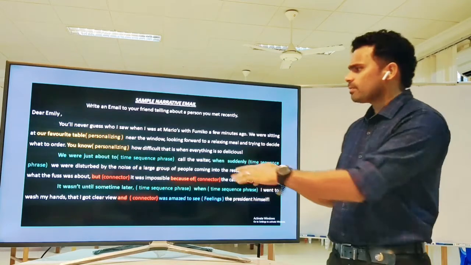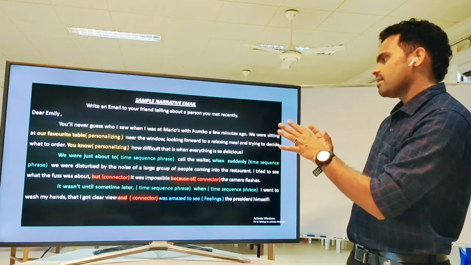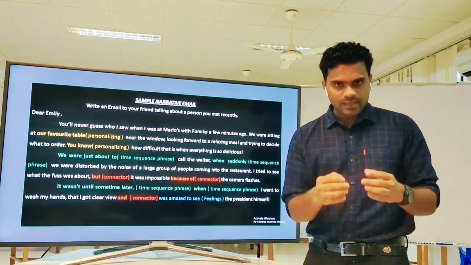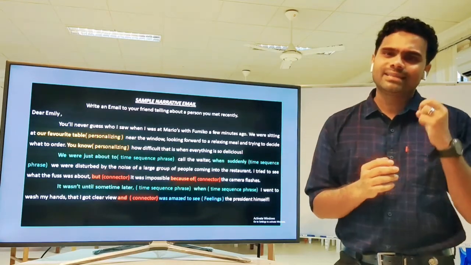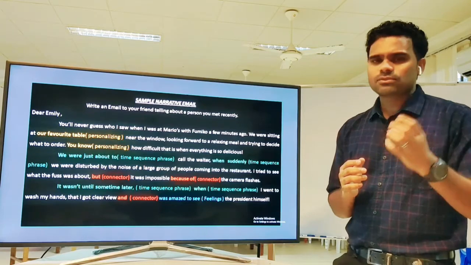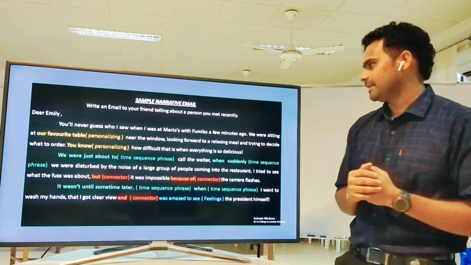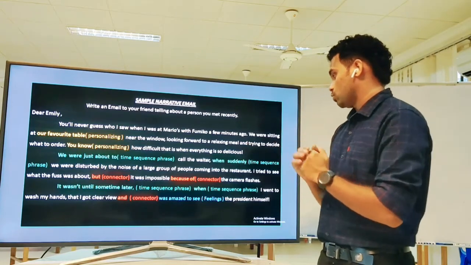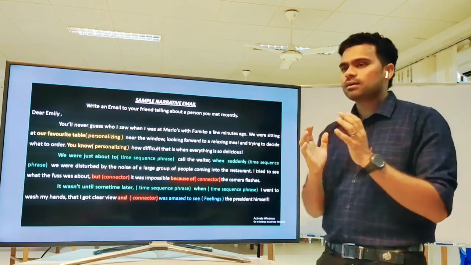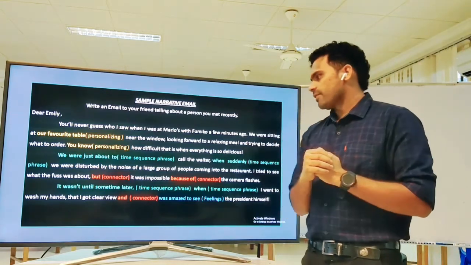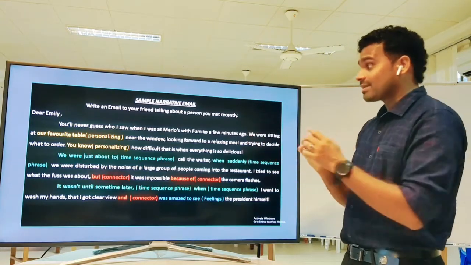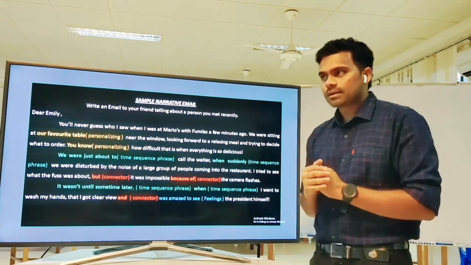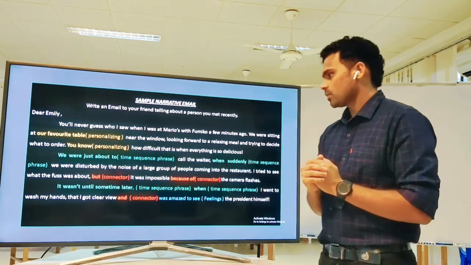The phrases I have marked with green color are time sequence phrases. As I told you before, narrative emails are time bound. At least 3 time sequence phrases you have to use in your email writing. Time sequence phrases: we were just about to, when suddenly. Both are time sequence phrases, and use appropriate connectors as well, but, because of. Both are connecting or linking words.